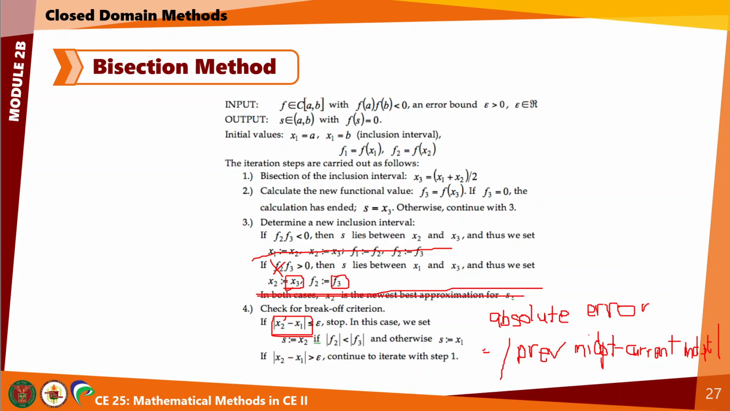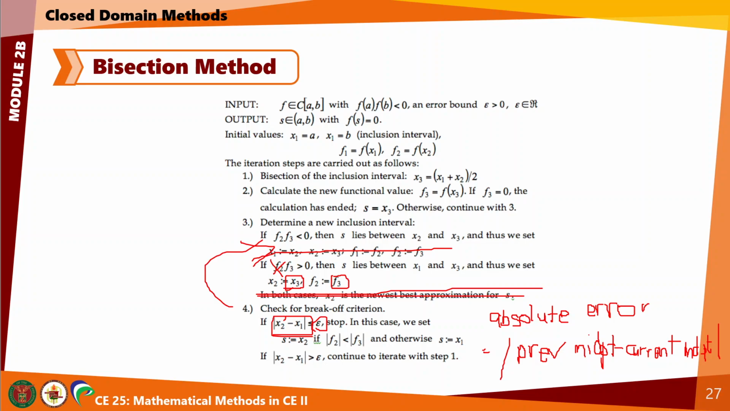Alright, and then kapag less than the tolerance value na, at most tolerance level na error, pag mas mababa na dun, stop na natin yung iteration. Pag hindi, tutuloy niya lang yung pagkuha ng bagong interval.